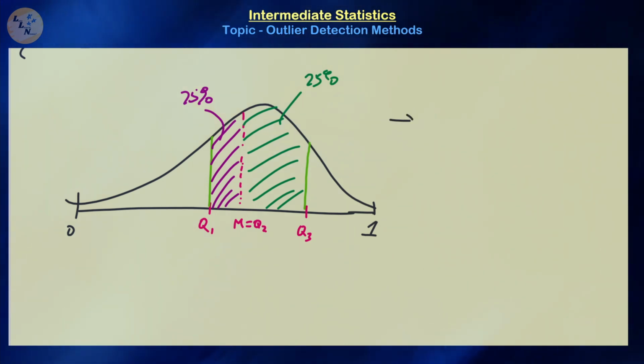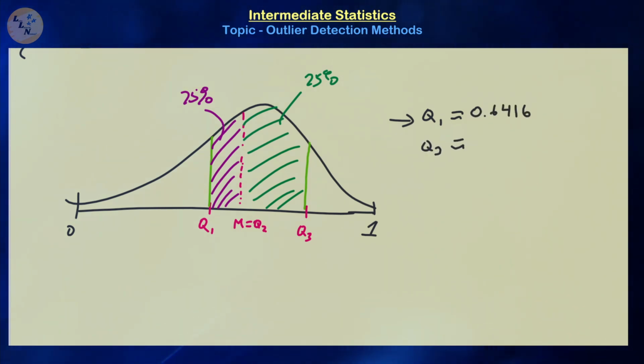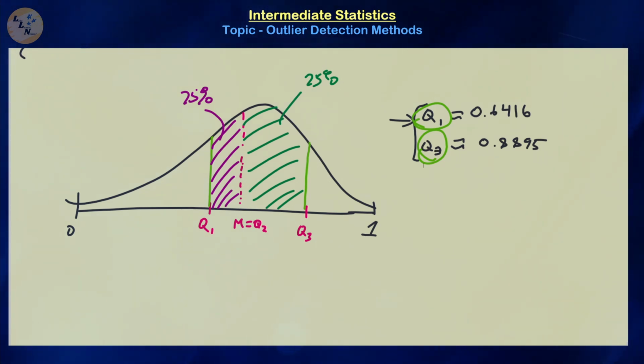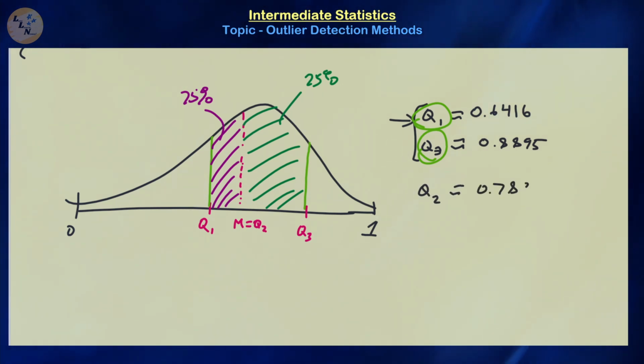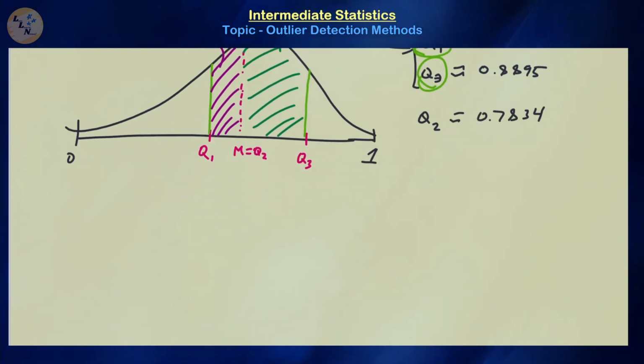you should be able to find that Q1 is approximately equal to 0.6416 and Q3 is approximately 0.8895. So how do you get that? You can use percentile calculators. That is the 25th percentile, and that is the 75th percentile of this particular beta distribution. And of course, you should be able to find the median, Q2, which is approximately equal to 0.7834. So those are your inner quartiles and center quartiles.